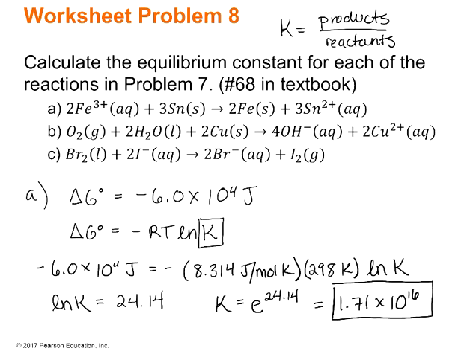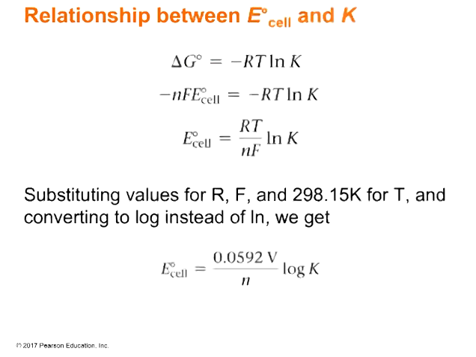All right, so we're going to stop there today. Next time, we'll talk about that last equation where E cell is equal to 0.0592 volts over n times log of K. So that will be our last equation that connects all of those different variables we saw earlier. So I will see you then.